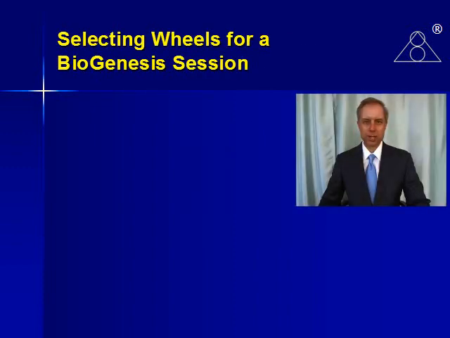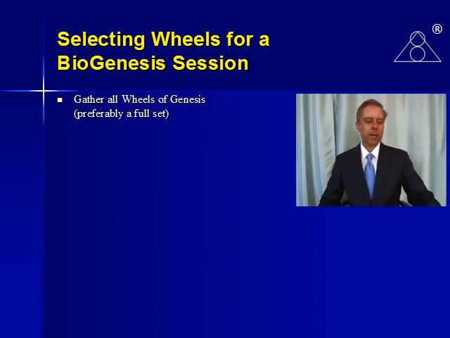For this exercise, we are going to be using the wheels of Genesis. Gather all of the wheels that you do have up to a full set. If you have a circle of wheels around you, but you have another set of wheels, just take one set of wheels. So you'll end up with 27 wheels of Genesis. If you don't have all 27, gather whatever wheels you do have in front of you. I have simply picked up 6 wheels at random here.